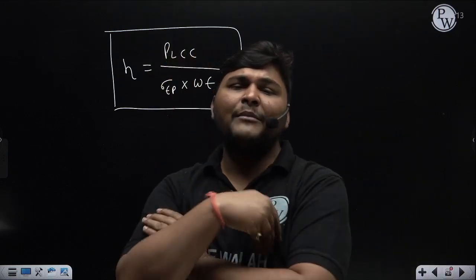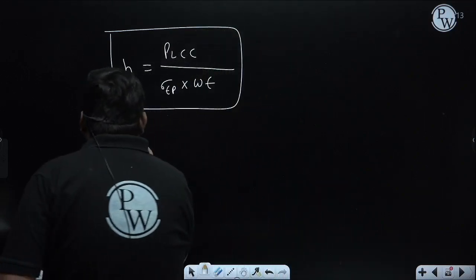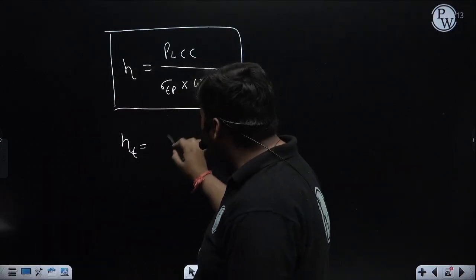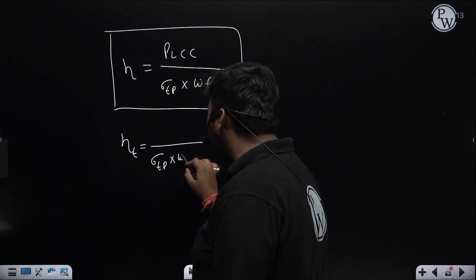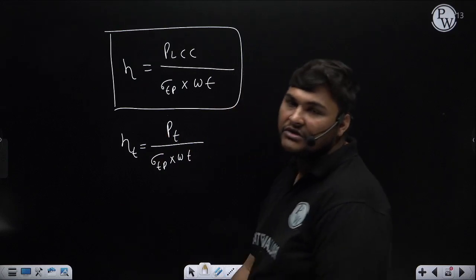Now, suppose the examiner is asking not actual efficiency, but tearing efficiency. Then you will write the expression of tearing efficiency, eta t. On the below side, take the load carrying capacity without rivet, without hole, which is sigma tp into wt. On the above side, we will take the tearing load carrying capacity of the system.